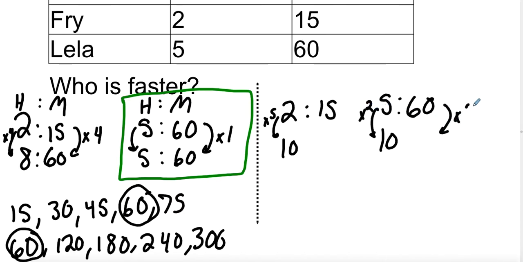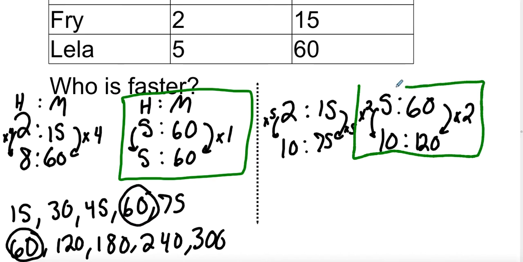60 times 2 is going to give me 120. And 15 times 5 is going to be 75. So I can see if they were both given 10 hours to run, Fry would cover less mileage while Leela would cover far more with 120. So again, even though we solve these two different ways, we still get that Leela is the faster runner.